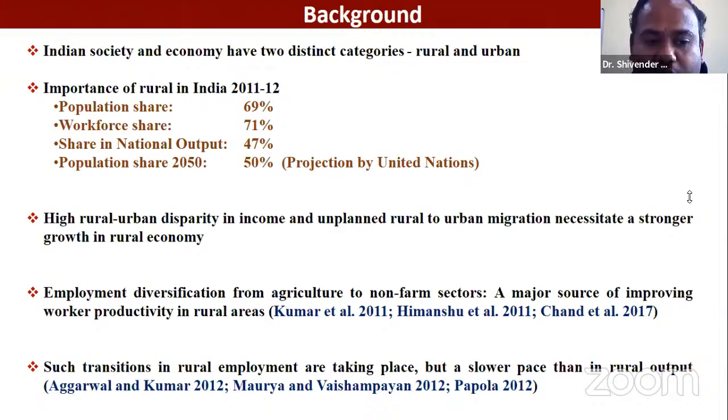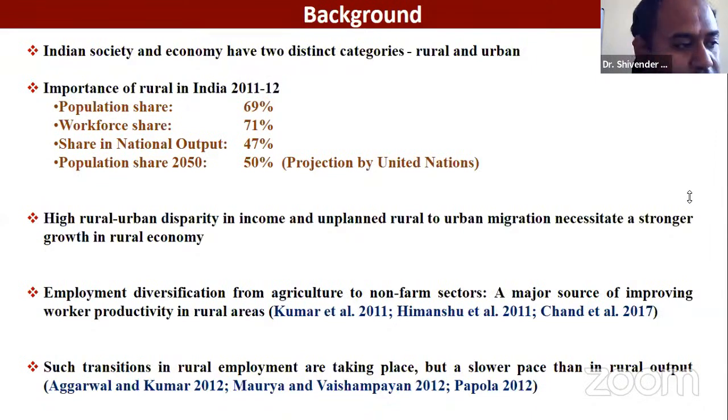And these things necessitate that somewhere we need to make the rural economy a stronger economy, so that we can generate productive employment in the rural area itself, so that we can check unplanned migration towards the urban areas. There have been so many studies, and there is almost a consensus among the scholars that employment diversification from agriculture to non-agriculture is a major source of improving worker productivity in the rural areas.